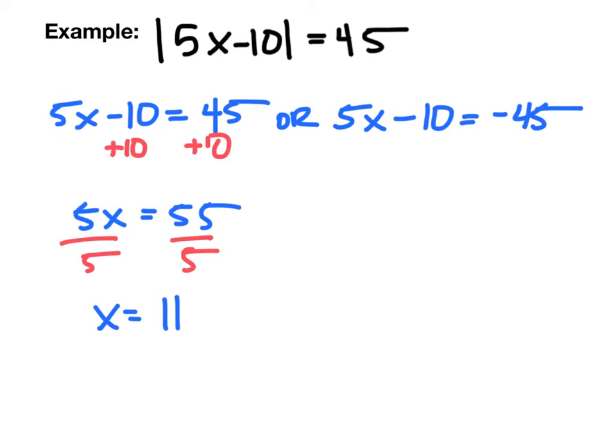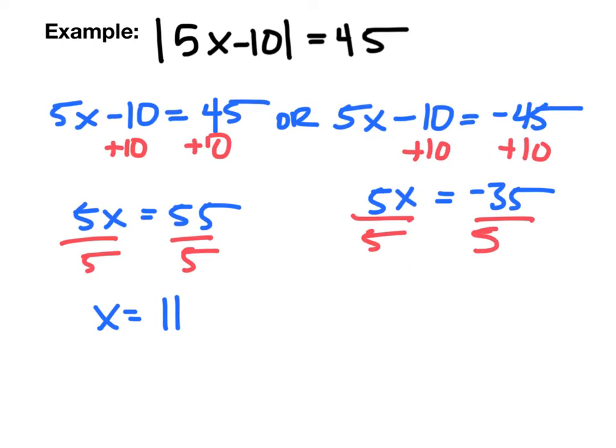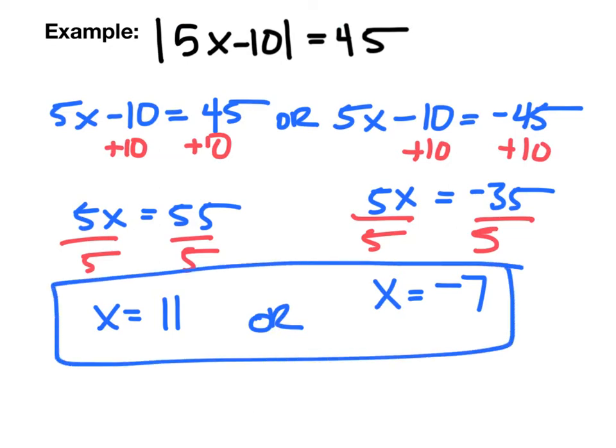Do the same thing over here. Add 10. 5x is equal to -35. And after dividing by 5, we should get x is equal to -7. Now we can check our solutions by just plugging these values back into our original absolute value and making sure that the absolute value would come out to a positive 45. But the absolute value is always going to be positive anyways. So my final answer is x equals 11 or x equals -7.